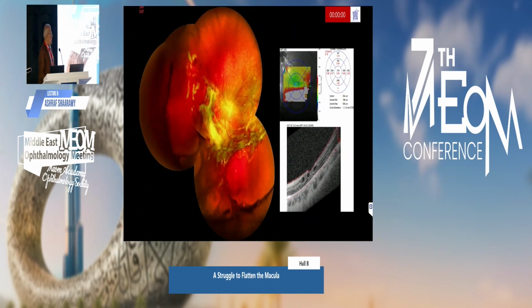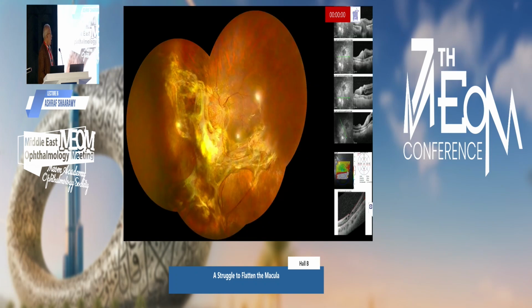And this was the post-operative appearance. Again, the macula was flat. The inferior retina is looking a little bit ugly because I could not remove the whole proliferation. And this was 3 months later. Again, the fovea is attached. The inferior ugly retina.